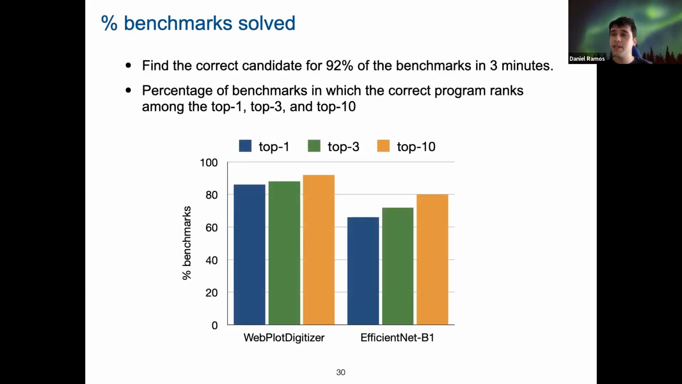Regarding the percentage of benchmarks solved, we actually only need 3 minutes to find the correct candidates for most of the benchmarks, for 92% of the benchmarks. This bar chart shows you the percentage of benchmarks in which the correct candidate ranks among the top 1, top 3, and top 10 ranking programs using the web plot digitizer approach and the EfficientNet. Here the EfficientNet solves slightly fewer benchmarks because it is generally more imprecise, but it also requires less input. So there's always a trade-off.